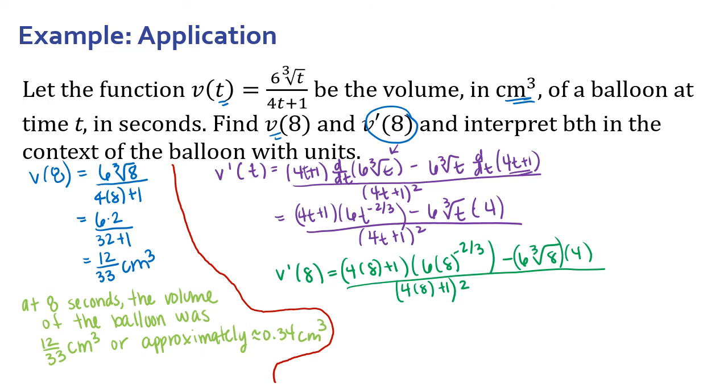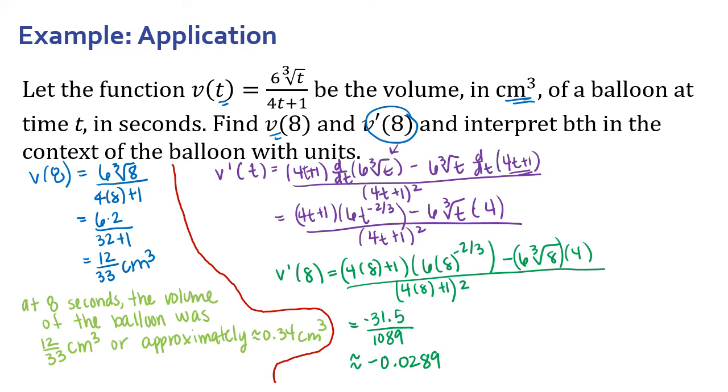Okay. So if you throw that into a calculator, you're going to end up getting in the numerator negative 31.5, and then in the denominator, we'll get 1,089, which is about negative 0.0289.